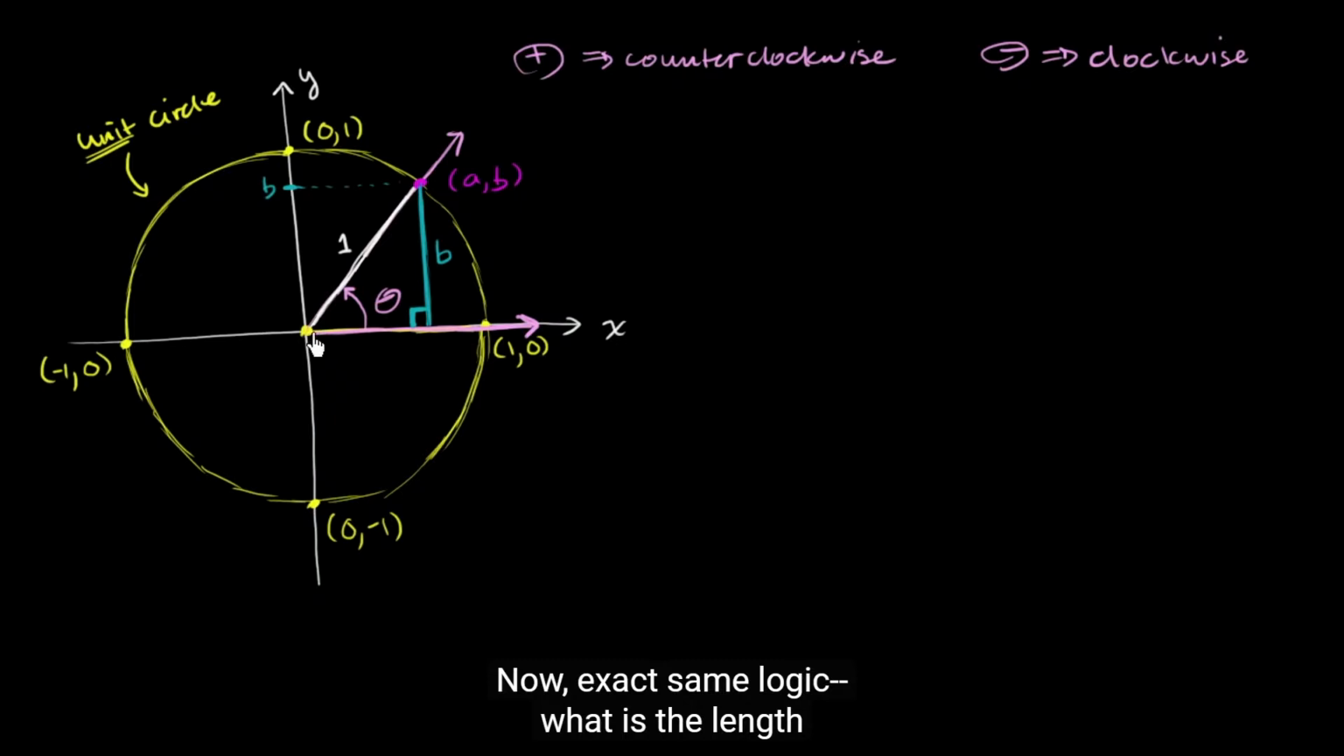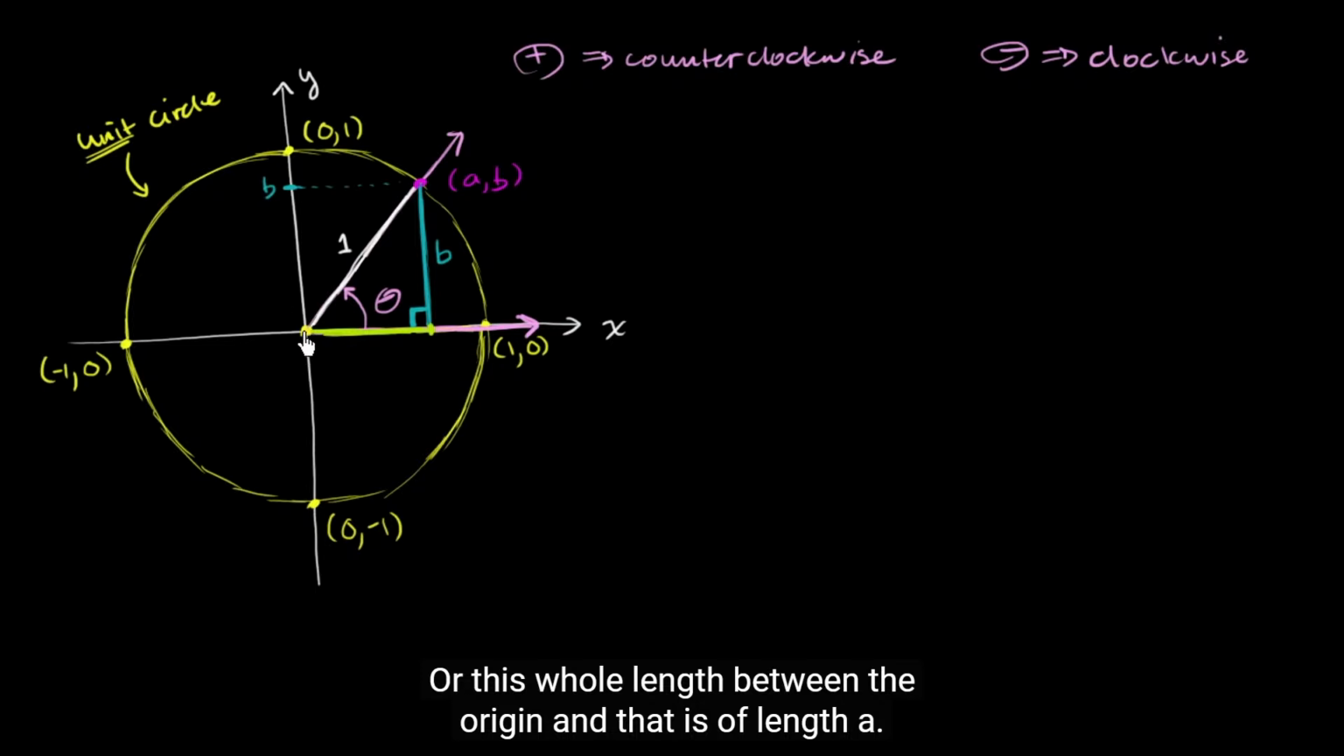Now, exact same logic. What is the length of this base going to be? The base of the right triangle. Well, this is going to be the x coordinate of this point of intersection. If you were to drop this down, this is the point x is equal to a, so this whole length between the origin and that point is of length a.